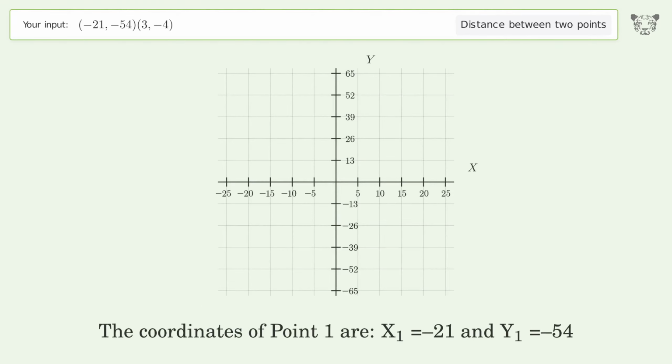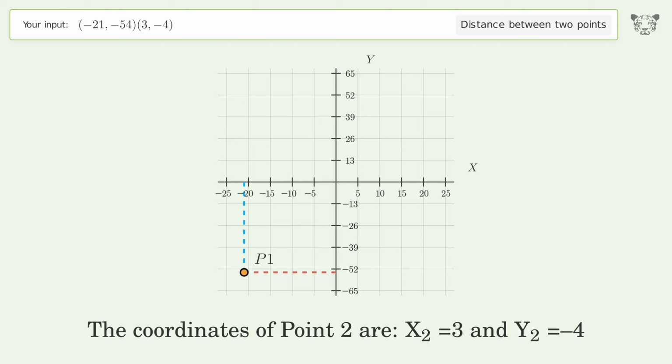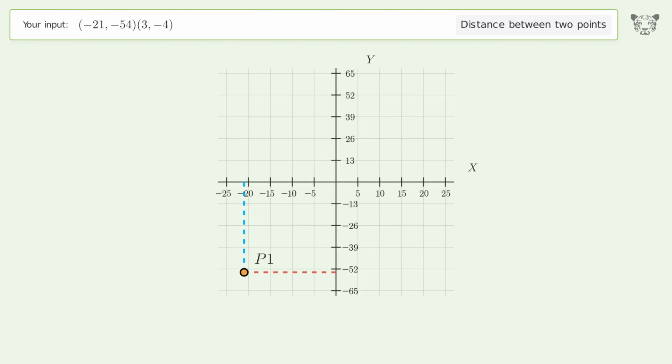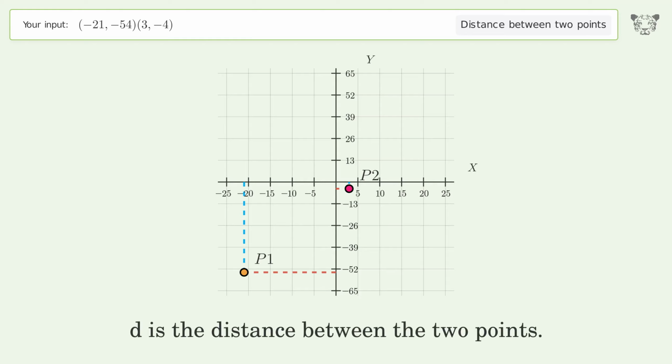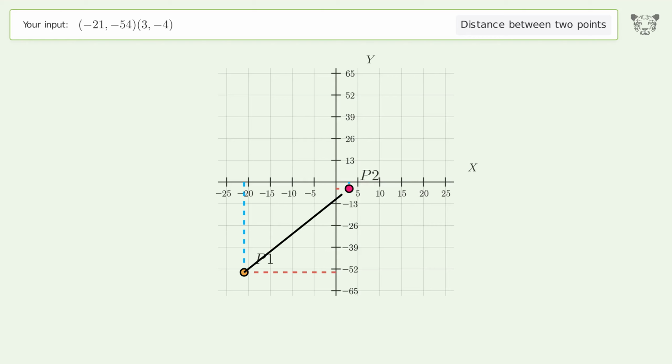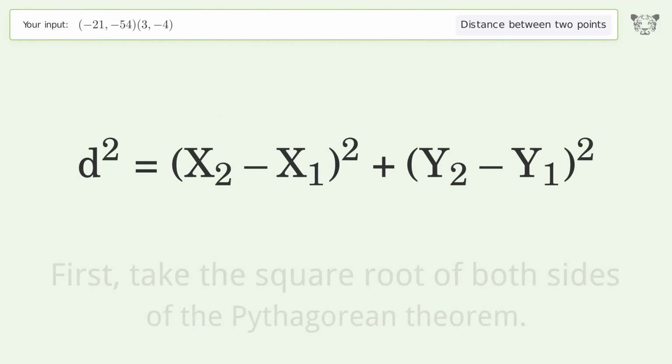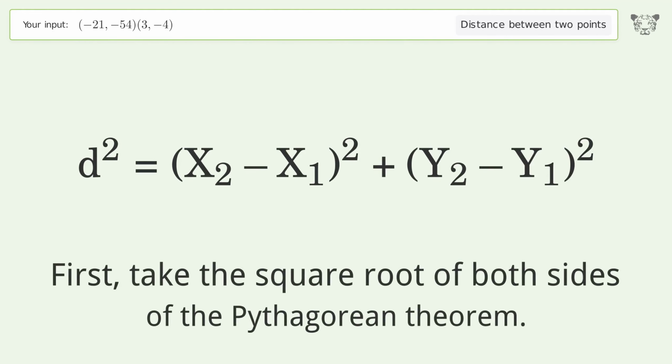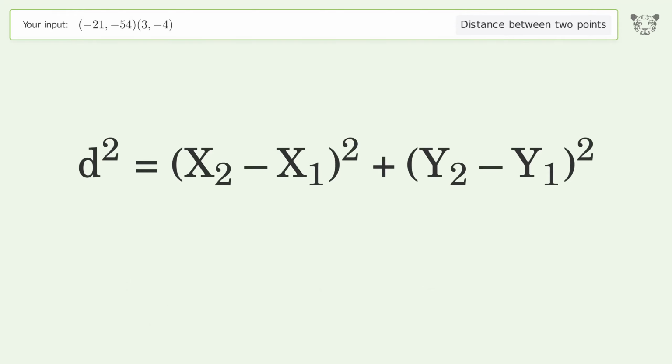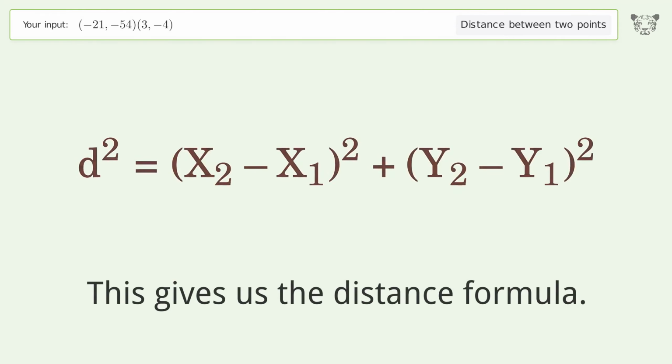The coordinates of point 1 are x1 equals -21 and y1 equals -54. The coordinates of point 2 are x2 equals 3 and y2 equals -4. D is the distance between the 2 points. First, take the square root of both sides of the Pythagorean theorem. This gives us the distance formula.